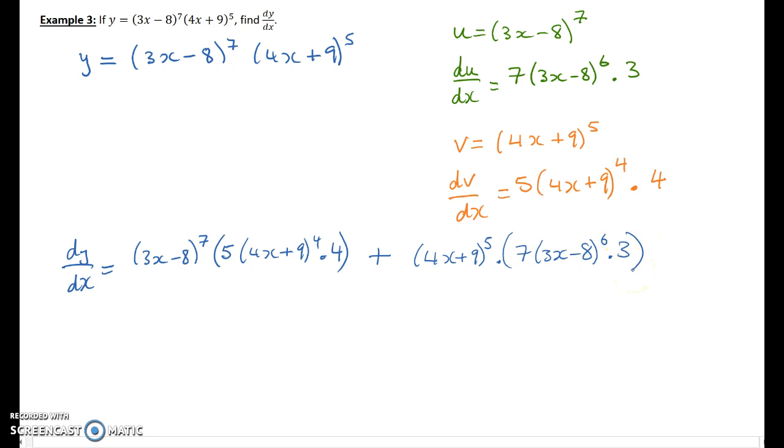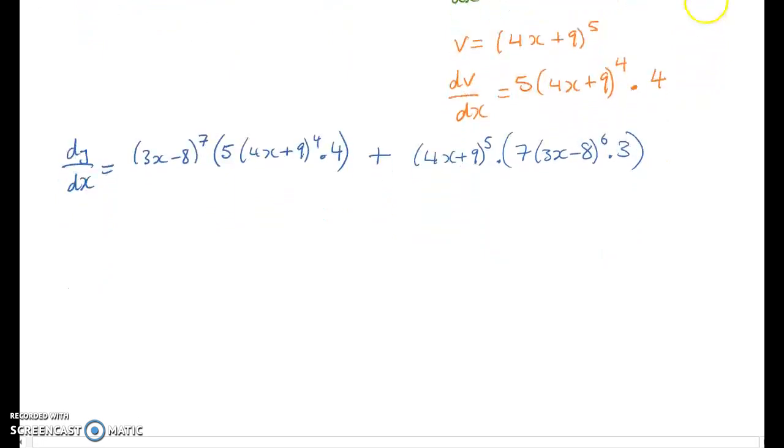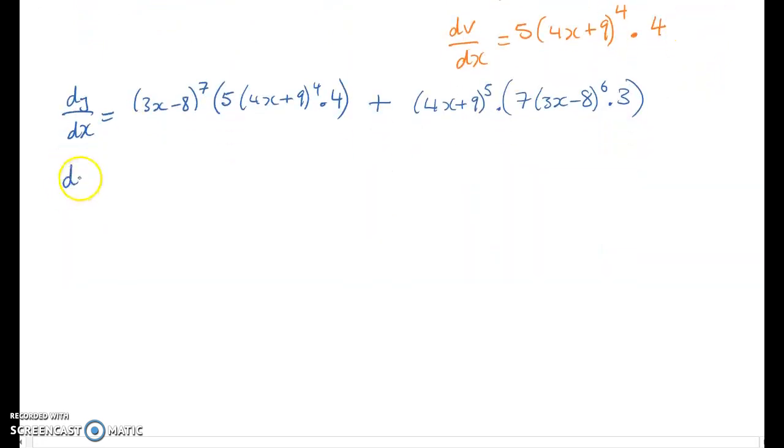Okay, so what we're going to do here is look for the greatest common factor in these two terms. They each contain 3x minus 8, and they each contain 4x plus 9, so we'll be able to pull some of those out. Now it is differentiated already, but we can make it a little bit neater looking. So (3x minus 8) to the power of 7 in this one, (3x minus 8) to the power of 6 in this one. Bring the smaller of those two out. So (3x minus 8) to the power of 6.